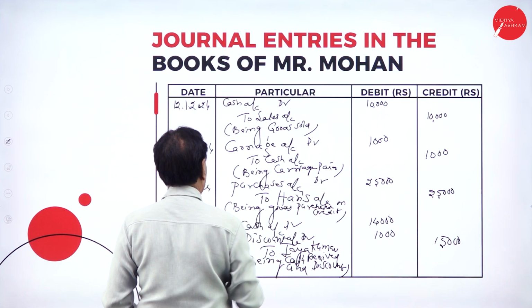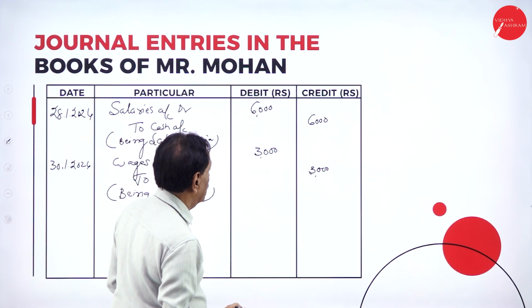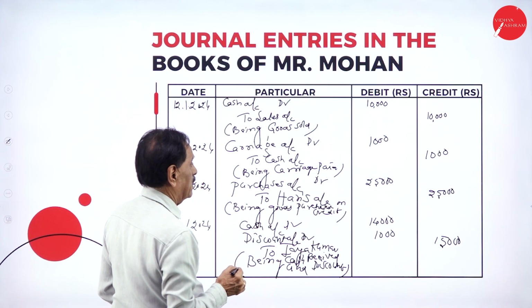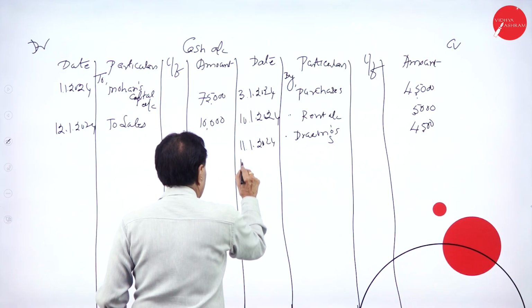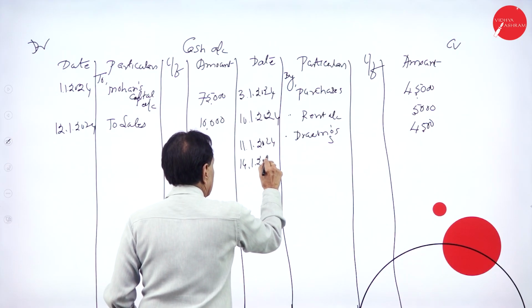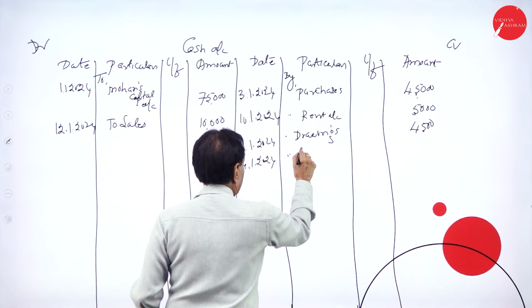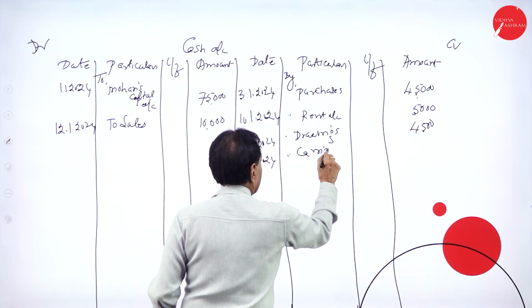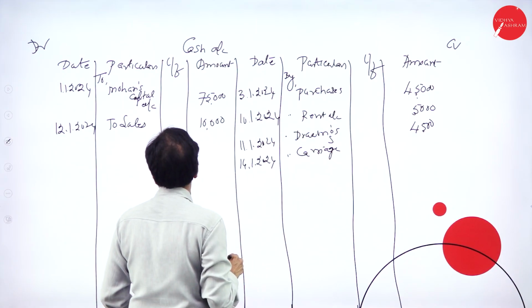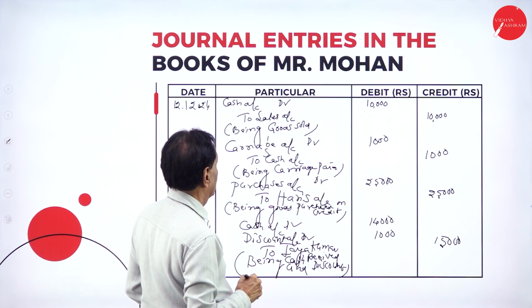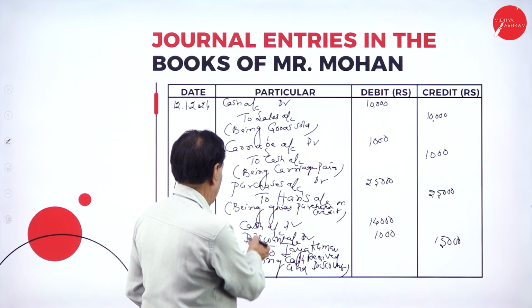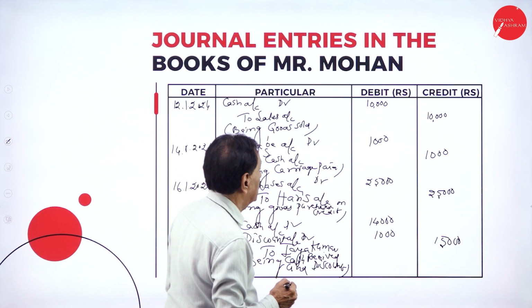Then carriage to cash account. Cash is going out because of carriage. How much carriage? 1,000. That is 14/1, by carriage. By carriage, how much? 1,000.